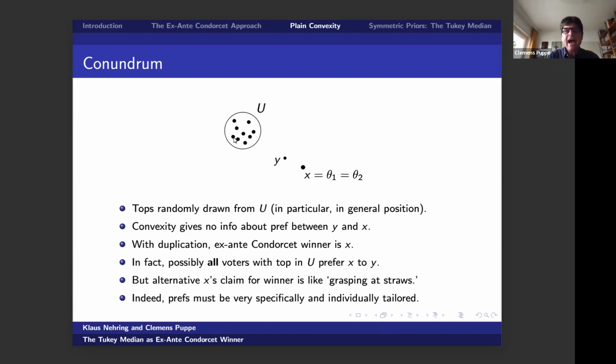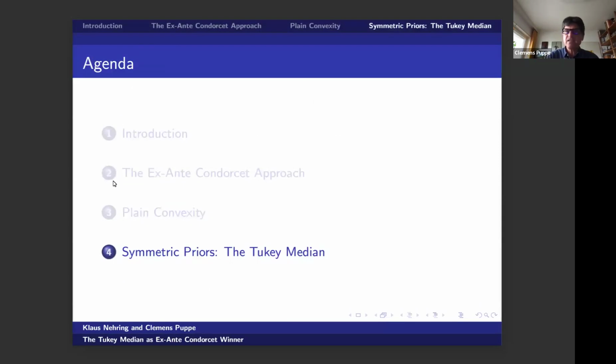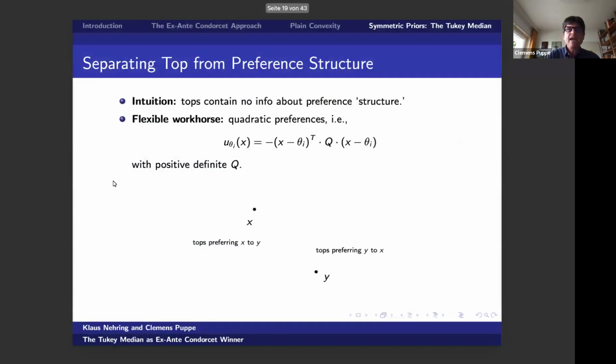Or in other words, I want to model now the intuition that the top of a voter does not give any information about the underlying structure of the rest of her preferences. Now, this is then the task, and this is now the symmetry assumption that we impose. So the intuition that we want to formalize is that tops contain no info about preference structure. Right? Now you should ask, what do you mean by preference structure? And the answer is, yes, now we need to have a parametric model. And the flexible workhorse which we want to employ is quadratic preferences.